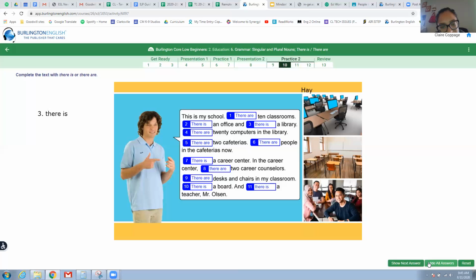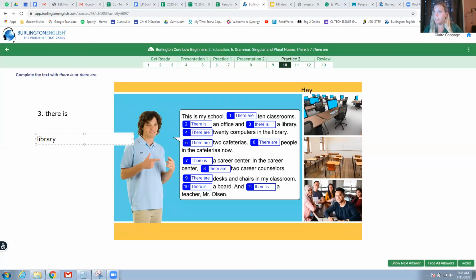counselors. There are desks and chairs in my classroom. There is a board and there is a teacher, Mr. Olsen. Good job. Nice job, Patty. Excellent. All right. A few words I want you both to, let's practice pronouncing.